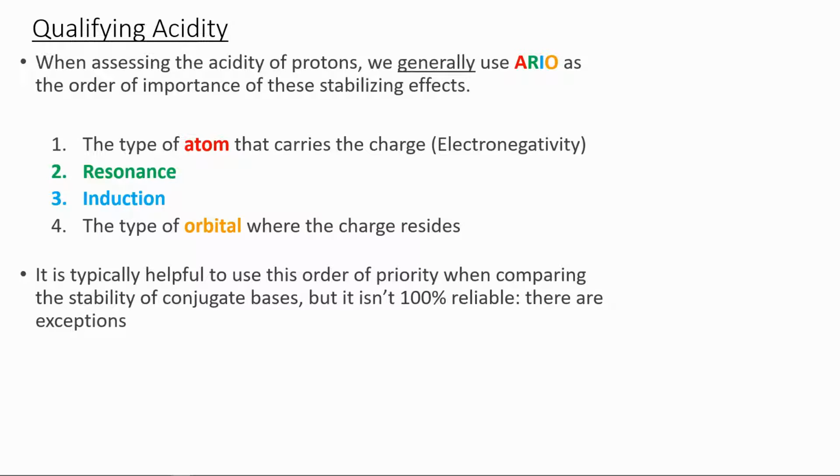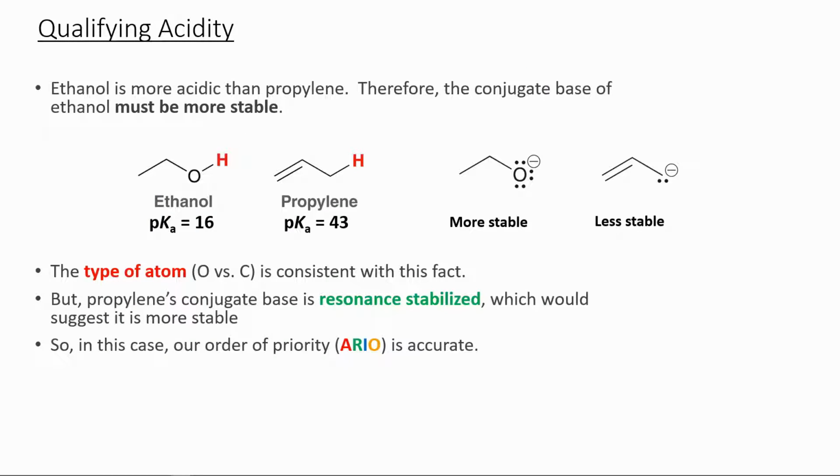This order is not necessarily 100% reliable. There are going to be a few exceptions. So let's look at a couple of these exceptions. Ethanol is more acidic than propylene.